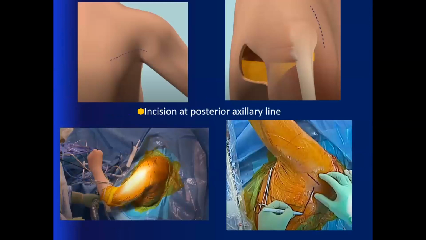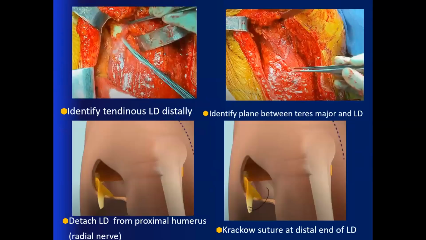Coming to surgical technique, in the semi-beach chair position, the incision should be at the posterior axillary line. After that, we have to identify the tendinous latissimus dorsi distally. Coming proximally, we can identify the plane where LD becomes a flap-like structure. We can find the plane between the teres major and latissimus dorsi. After that, we have to detach the latissimus dorsi from the proximal humerus, where we have to be cautious enough to protect the radial nerve. And at the distal end, we have to make a Krackow suture at the distal end of the latissimus dorsi.